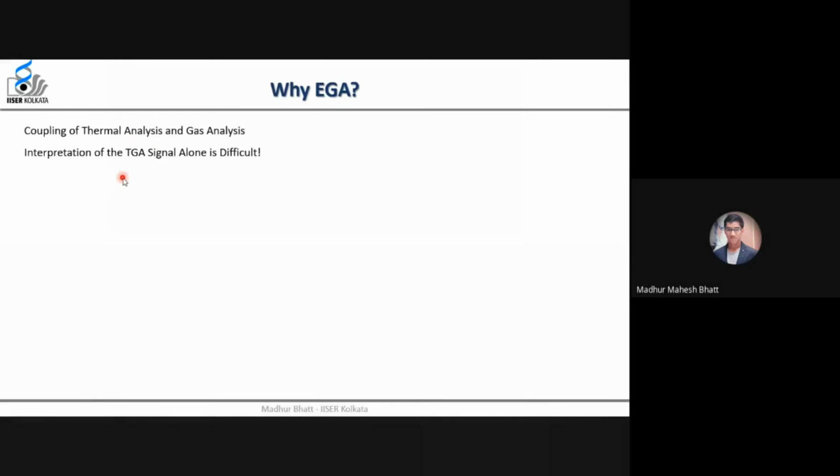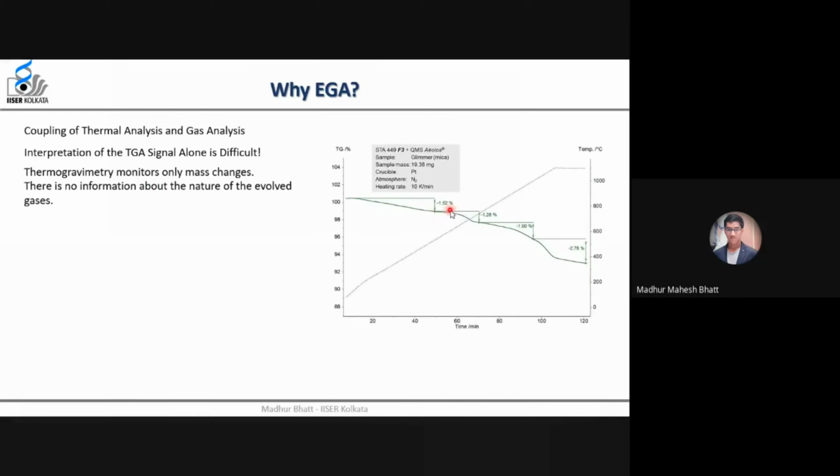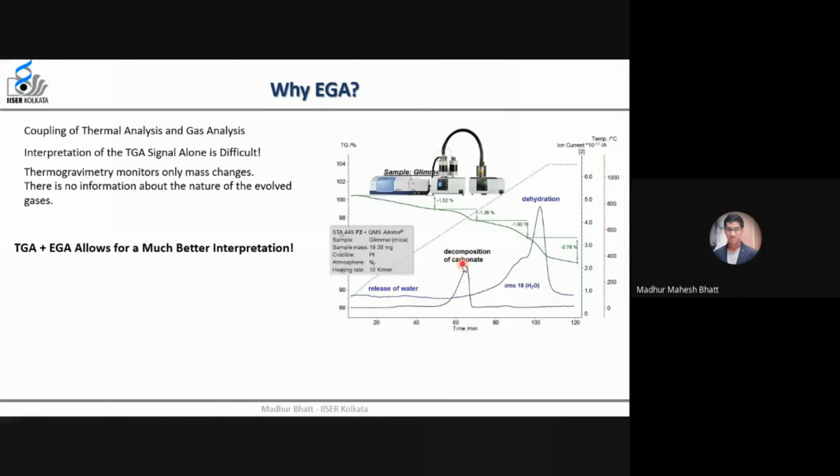From only TGA we cannot interpret much, because it only tells us about the mass change. We cannot tell why the mass change happens. But TGA plus EGA, evolved gas analysis, gives a much better interpretation. So from the EGA, we can come to know that this reduction in mass is because of the decomposition of carbonate, and this reduction in mass is because of the release of water.